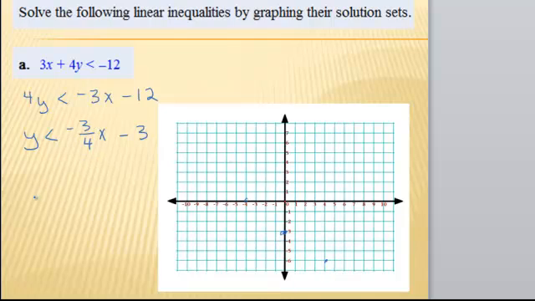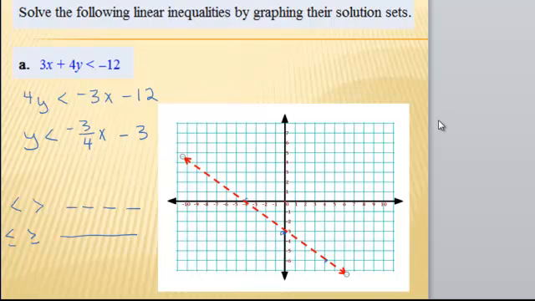Well, here's the difference. If you have less than or greater than, you're going to have a dashed line. If you have less than or equal to, or if you have greater than or equal to, you're going to have a solid line, because that just means you include it. This one means you do not. So you would connect these points using a dashed line.